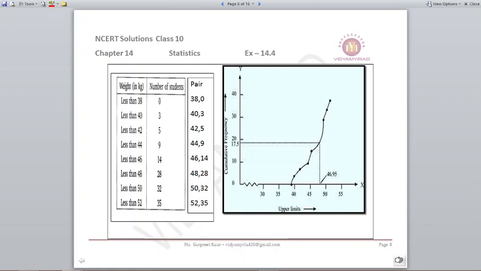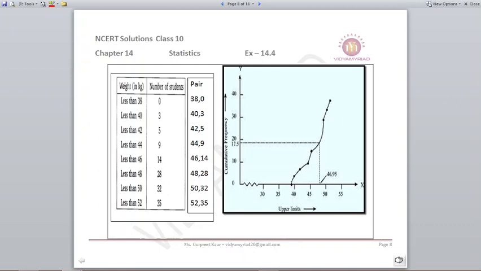So what are the pairs? The pairs are (38, 0), (40, 3), (42, 5), (44, 9), (46, 14), (48, 28), (50, 32), (52, 35). So these are the pairs which we are going to plot on the graph. On the x-axis we have the upper limits and on the y-axis we have the cumulative frequencies. Based on that we will plot it on the graph and with freehand we will draw the curve.